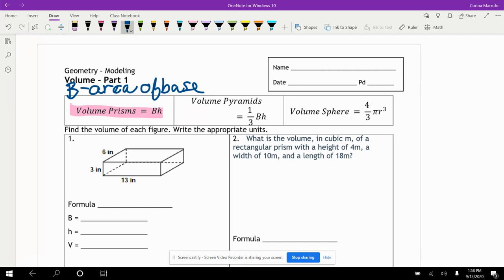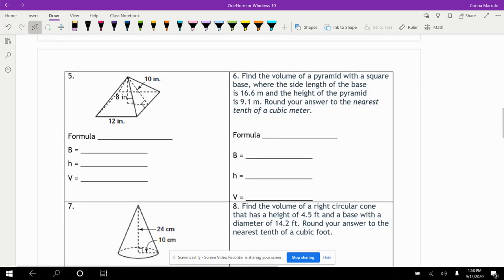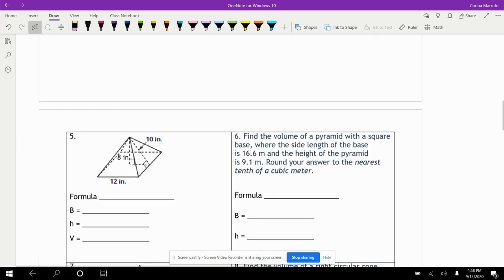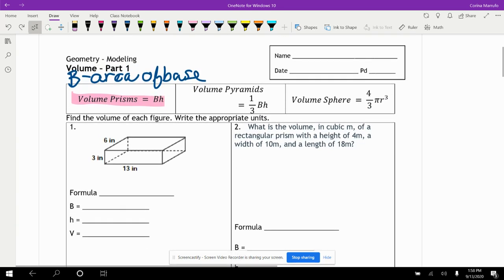Okay, now volumes of pyramids. For volumes of pyramids, it is 1/3 big B times little h. Your pyramids are these ones over here. You don't have two congruent bases, you just have this one base. This is what your pyramid looks like, and this one is going to be 1/3 big B times little h. And then the last one, volume of a sphere is 4/3 pi r cubed. All you need is the r, which is your radius.